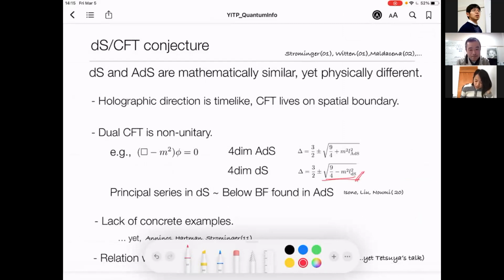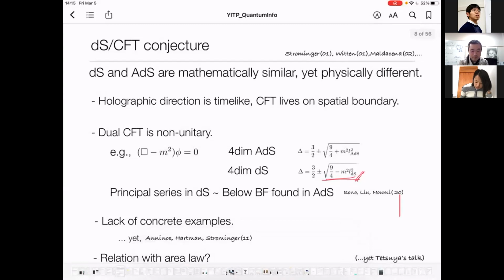Related to this, lately there was an interesting paper by Isono, Liu, and Noumi. They pointed out that the principal series in de Sitter, where the inside of this square root becomes negative, has similar properties to the situation below the BF bound in AdS, where we also see the non-unitarity.